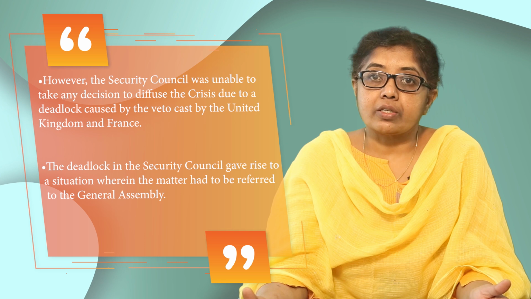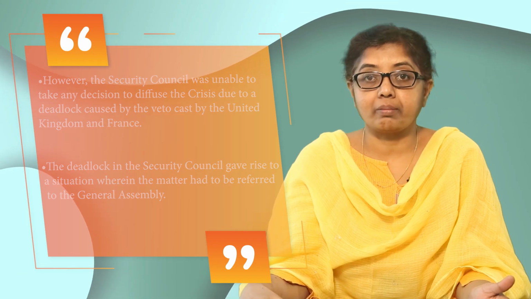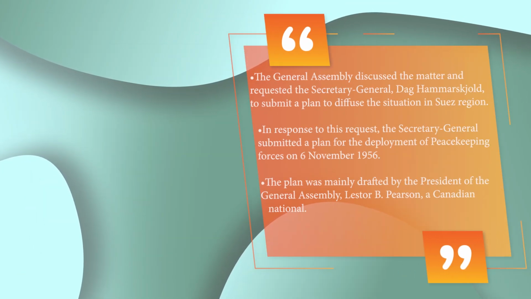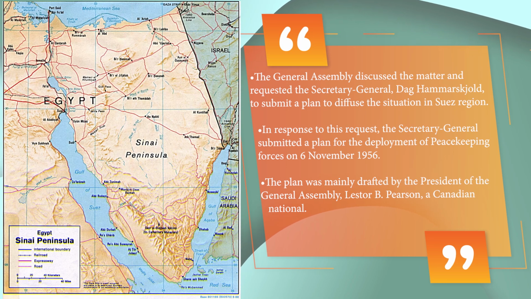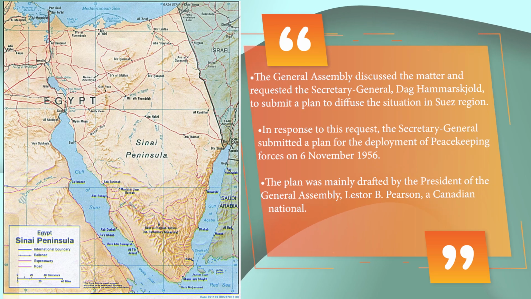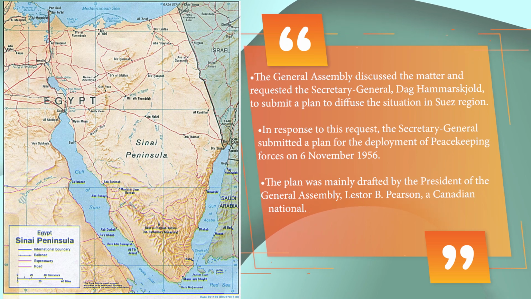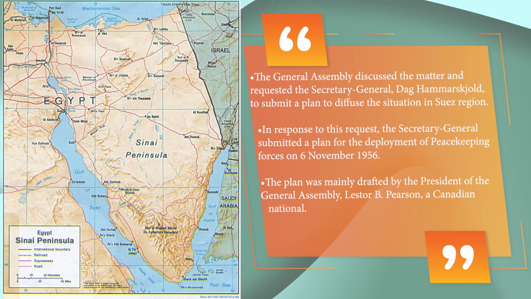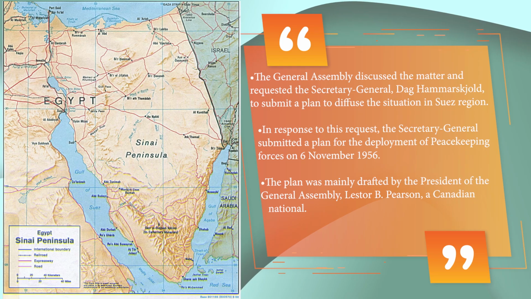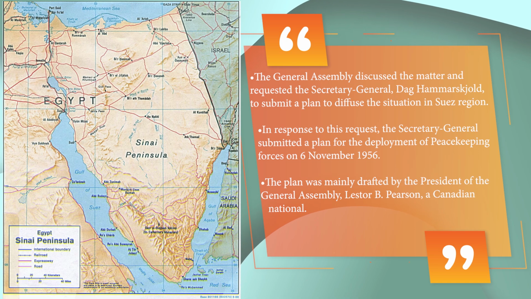The deadlock in the Security Council gave rise to a situation wherein the matter had to be referred to the General Assembly. The General Assembly discussed the matter and requested the Secretary General, Dag Hammarskjöld, to submit a plan to defuse the situation in the Suez region. In response to this request, the Secretary General submitted a plan for the deployment of peacekeeping forces on 6th November 1956. The plan was mainly drafted by the President of the General Assembly, Lester B. Pearson, a Canadian national.